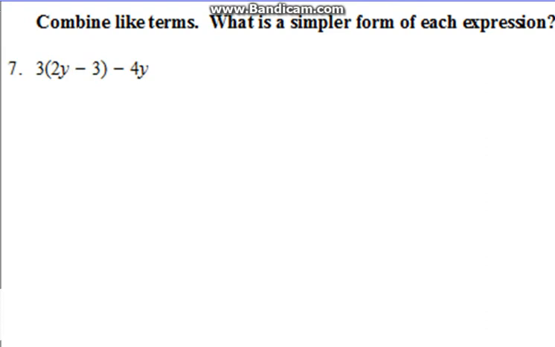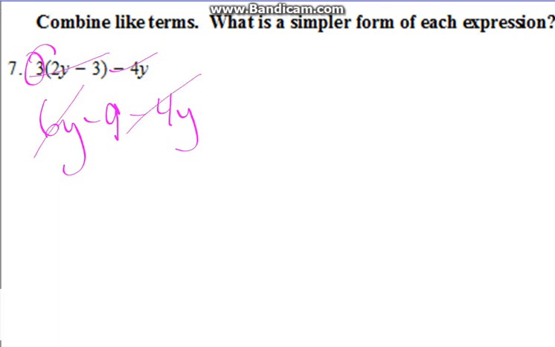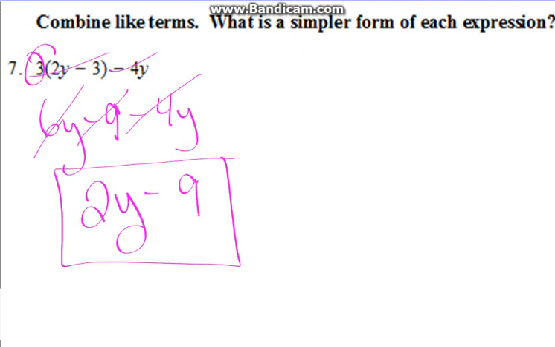The next one says combine like terms. What is a simpler form of each expression? So basically combine your terms and simplify. So again, we have to start with our distribution of the 3 across the binomial 2y minus 3. So this becomes 6y minus 9, and then minus 4y. And now combine your like terms of 6y minus 4y. That's going to be 2y, and carry down your negative 9, and that's your answer.